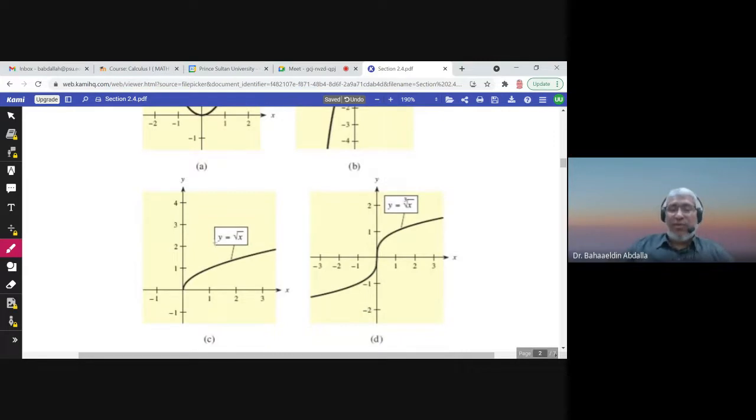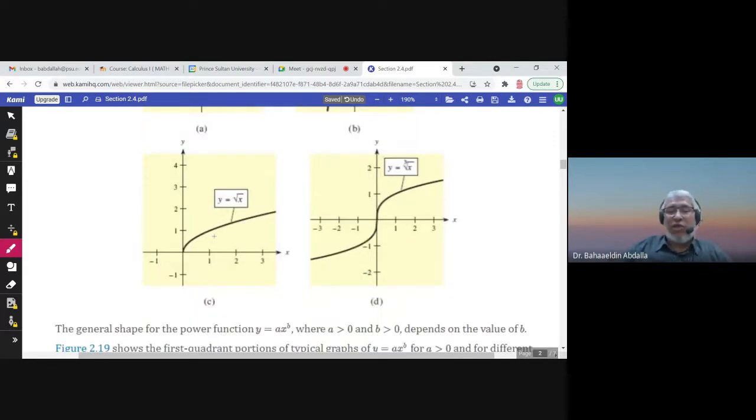Square root of x, now the root function, this is the graph of square root of x. The domain is from 0 to infinity, and the range is also from 0 to infinity. While cube root of x has this graph, and the domain is real numbers, the range is real numbers, where there is no problem that x is negative here because cube root of -1 is -1, cube root of -8 is -2, and so on. So there is a difference between square root and cube root.